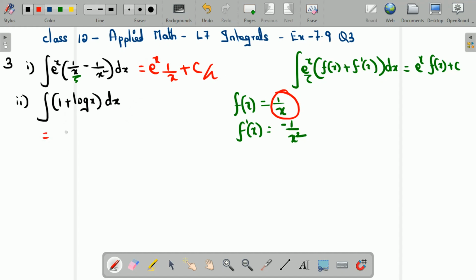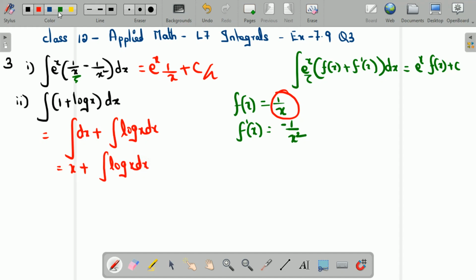Now let's take up the second subdivision. In the second subdivision, I'm going to break the integration into two parts. So this is integral dx plus integral of log x dx. As far as the first case, we can directly integrate. So this is x plus integral of log x dx.